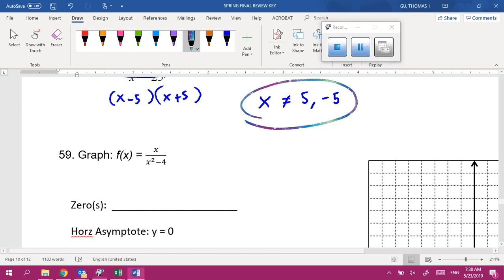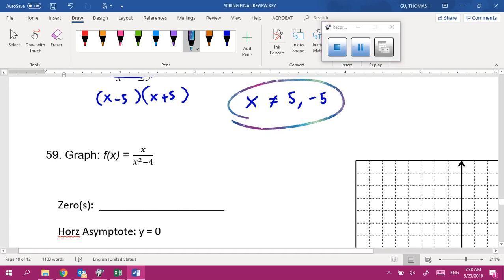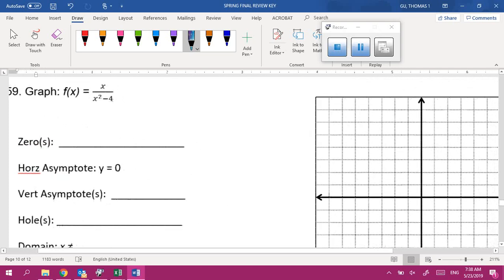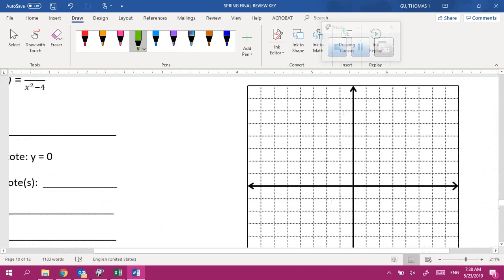Number 59, we've got to graph this function f of x equals x over x squared minus 4. So you've got to find all these attributes first, and then we'll graph. But first of all, they already gave you the horizontal asymptote, y equals 0, so you can go ahead and draw your horizontal asymptote right there.